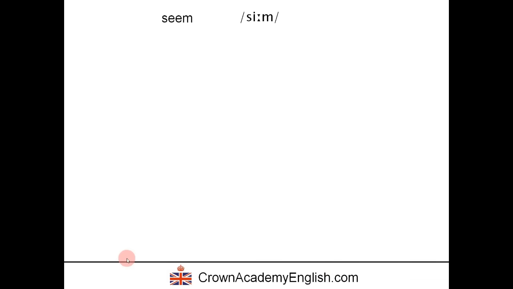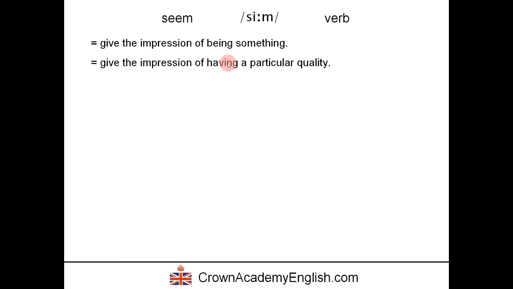Seem. This is the pronunciation. Seem. And it is a verb. The main meaning is to give the impression of being something, or to give the impression of having a particular quality, or to appear in a particular way.